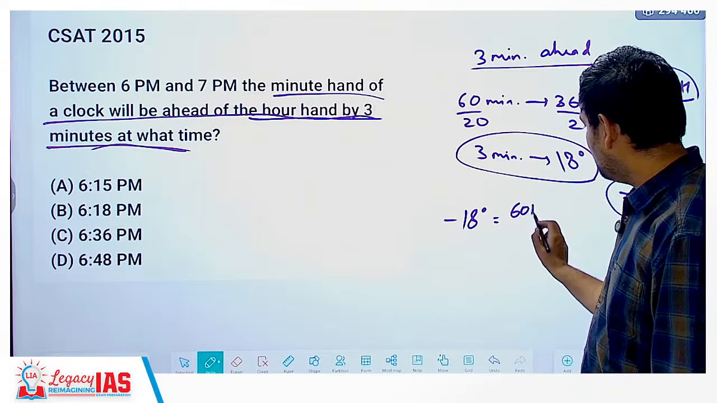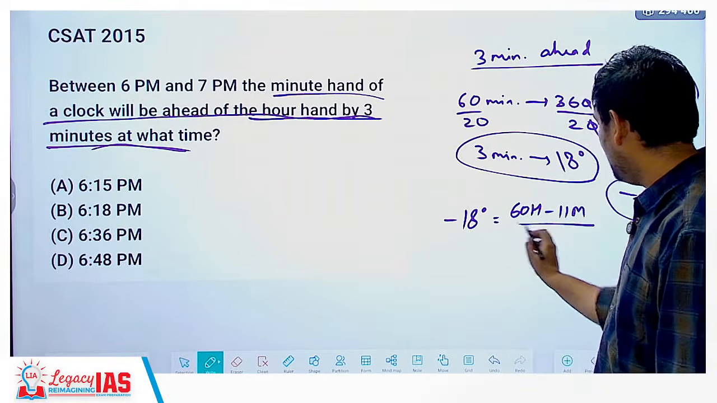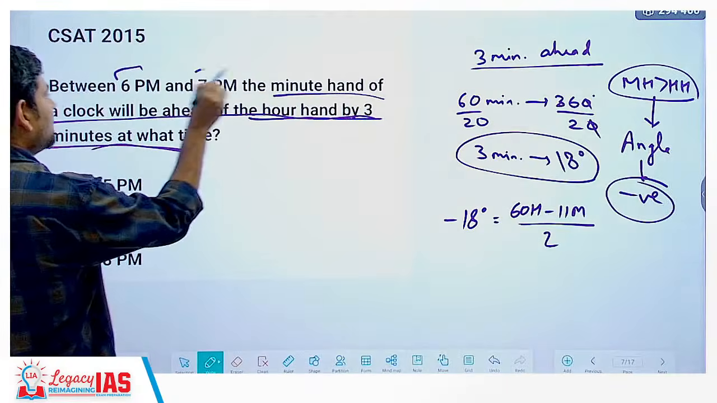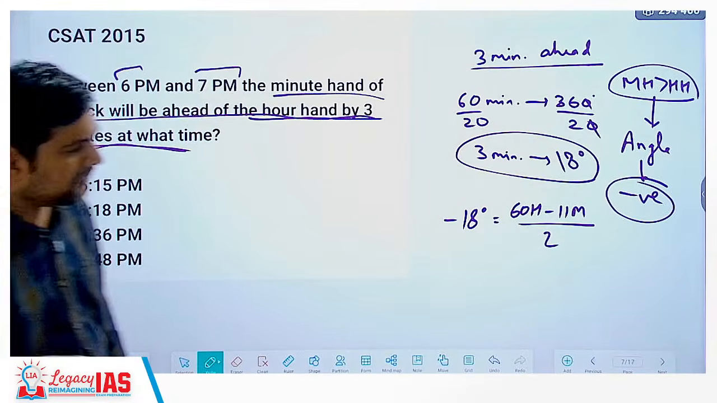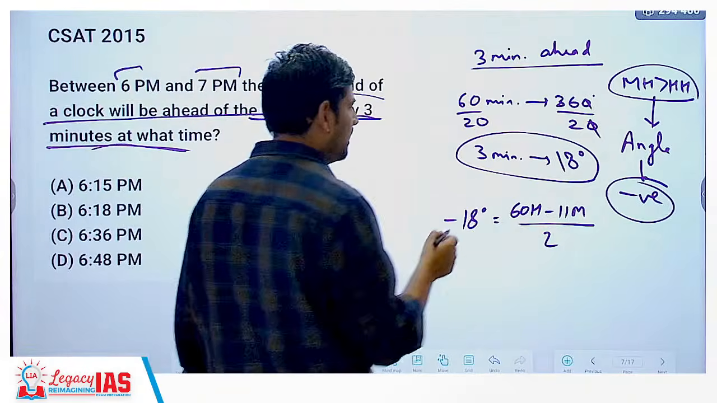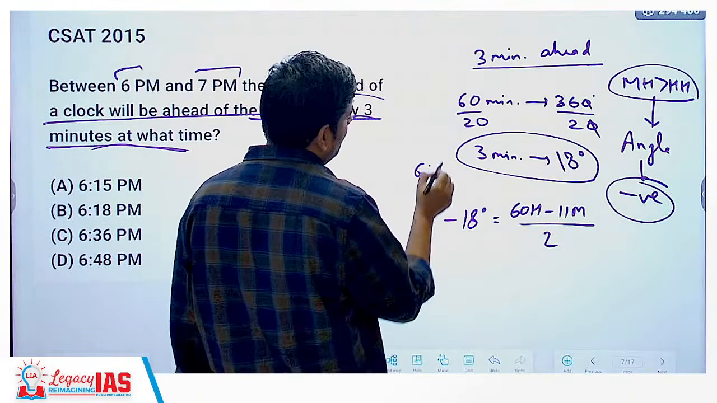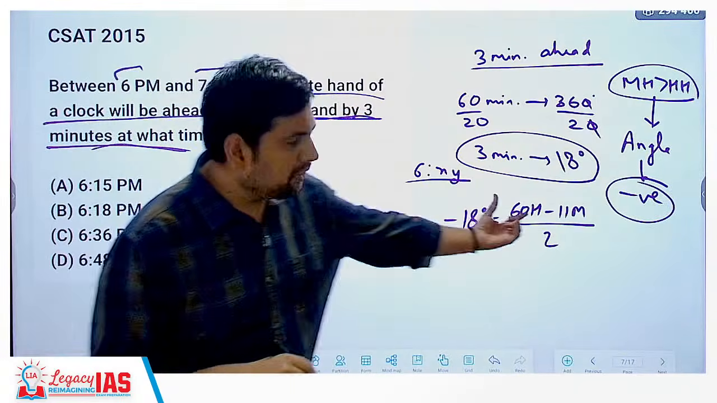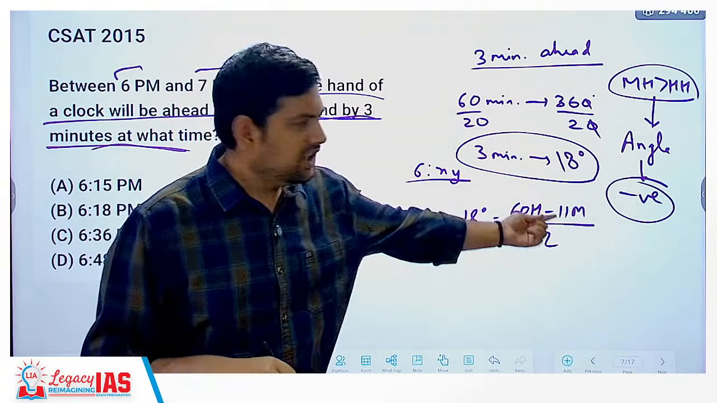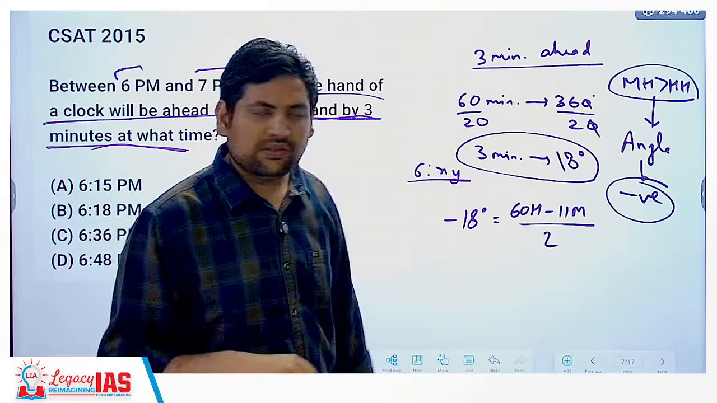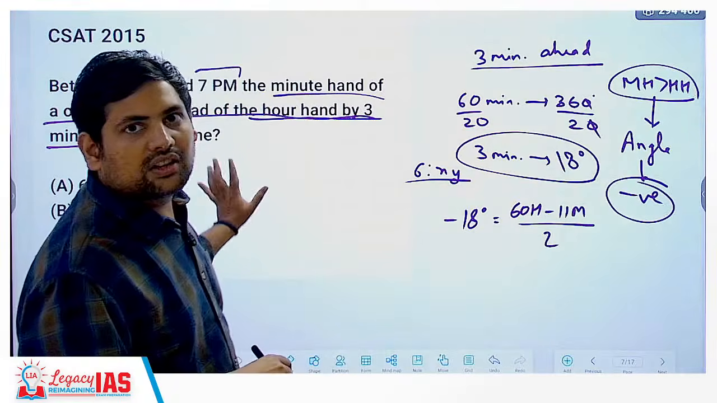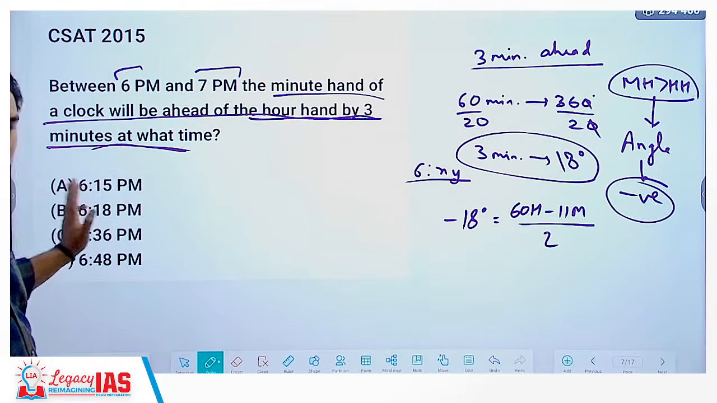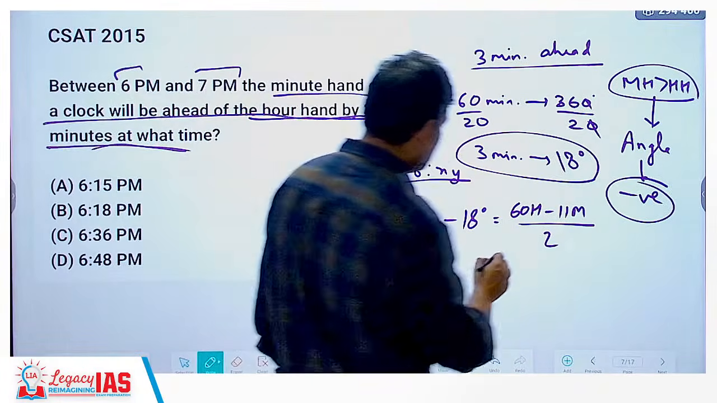This is equal to 60h minus 11m by 2. Correct? You are finding time between 6 and 7 p.m. So what will the time look like? The time will look like something like 6:x. So in h, what you will take? You will take 6. In m is what you are trying to find. You are trying to find that time when this minute hand is ahead of the hour hand by 3 minutes.